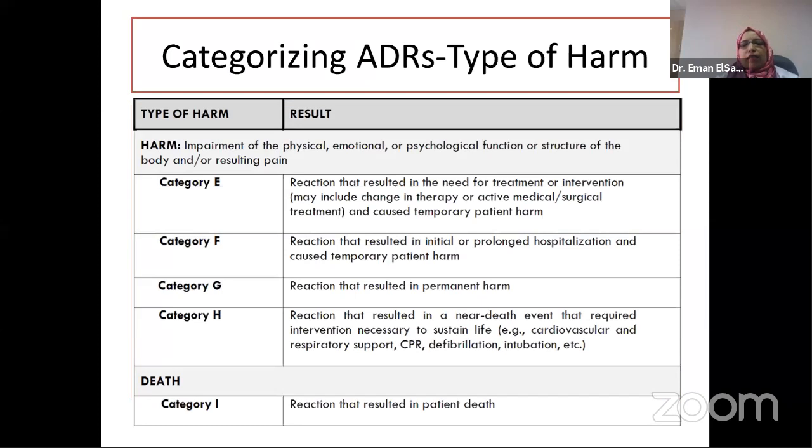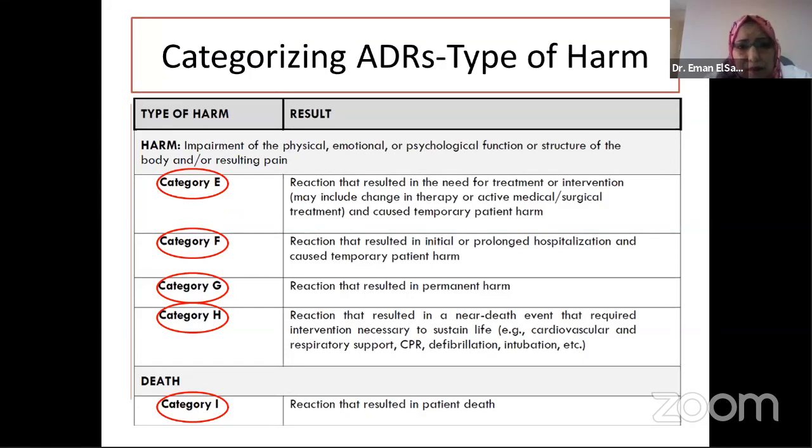For categorizing ADR by type of harm, the categories are E, F, G, H, and I, according to the type of harm. It may result in just needing treatment or intervention. This intervention may lead to initial or prolonged hospitalization. The reaction may lead to permanent harm, may result in a near-death event that needs an intervention to sustain life, and may lead to death.